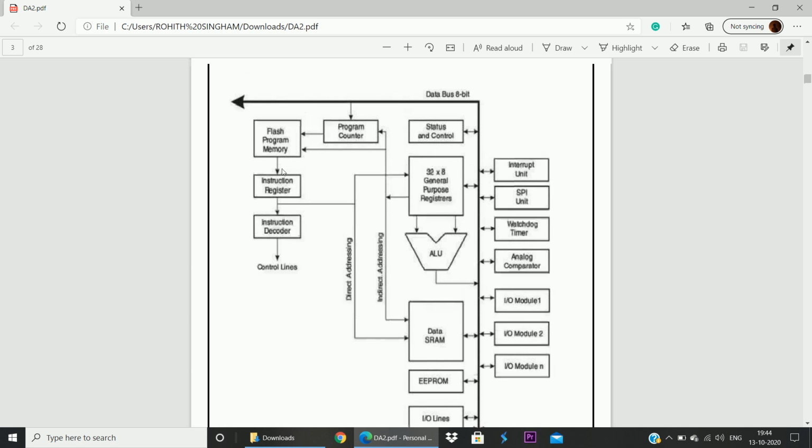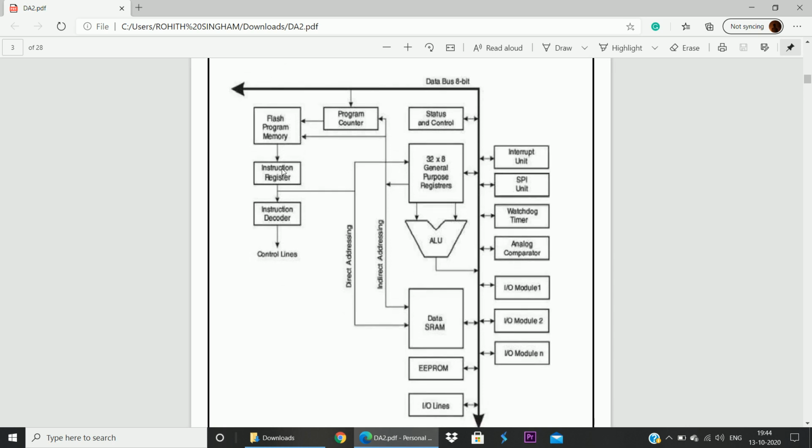So we can clearly view the existing architecture of the paper with proper graphics: flash program memory, instruction register, instruction decoder, program counter, status and control, interrupt unit, display agent. These are all the units. Watchdog timer, analog comparator, input output module 1, input output module 2, input output module and data stream.